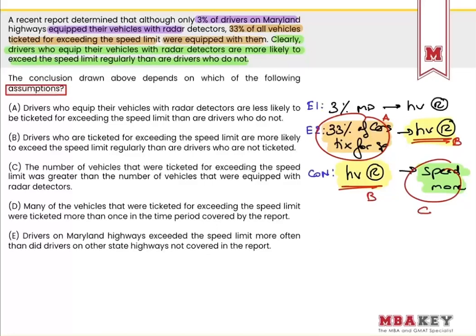A goes to B, B goes to C, right? What follows? A goes to C. And the right answer is right here. Drivers who are ticketed for exceeding the speed limit, so cars ticketed for speeding, are more likely to speed, right? And this is why choice B is correct. Choice B is correct because it links the orange thing to the green thing.